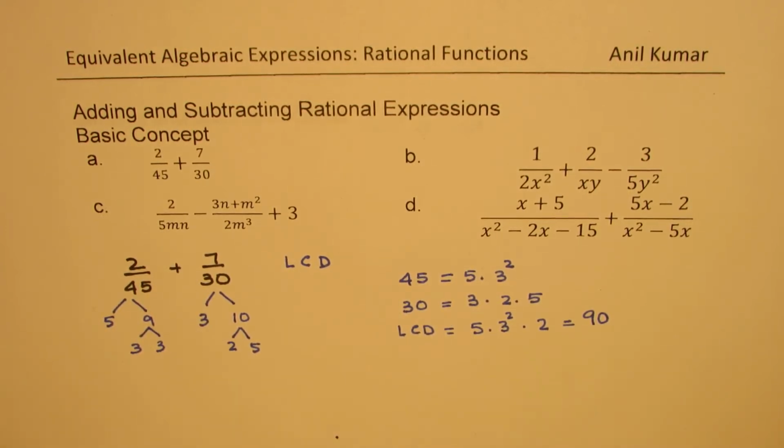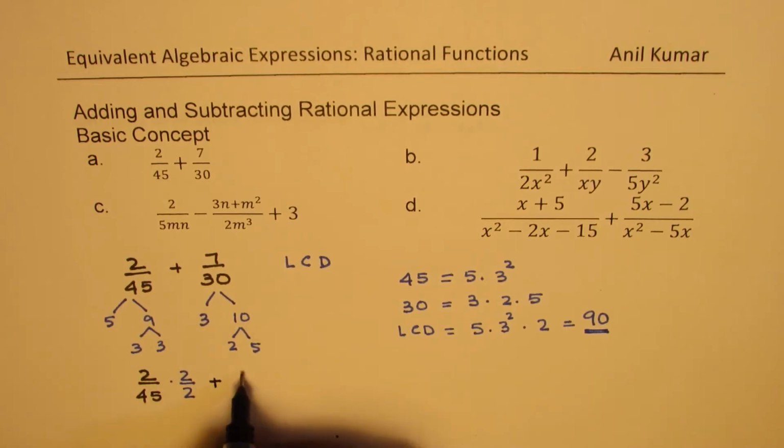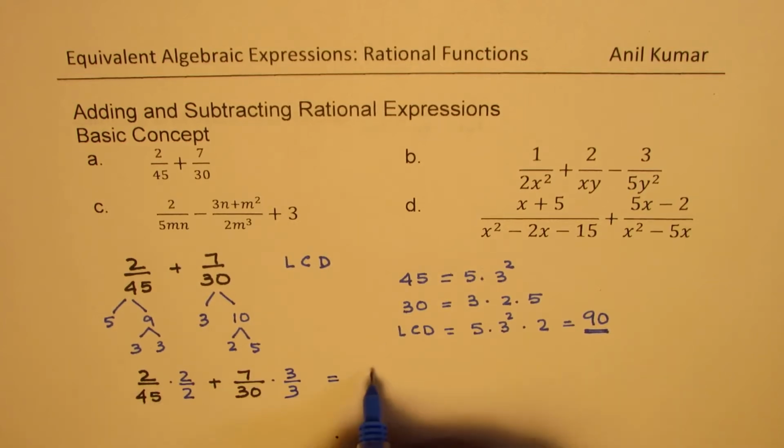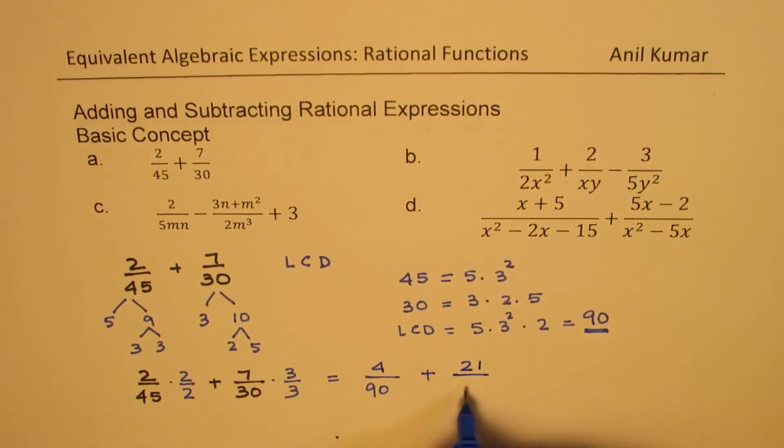How can you do that? Well, we have 2 over 45. We need to multiply this by 2 and also divide it by 2, correct? So to make it 90, which is our lowest common denominator, we have to multiply and divide by 2. Similarly, for 7 over 30, we need to multiply and divide by 3, right? So that gives you as equal to 4 over 90 plus 3 times 7, which is 21 over 90.